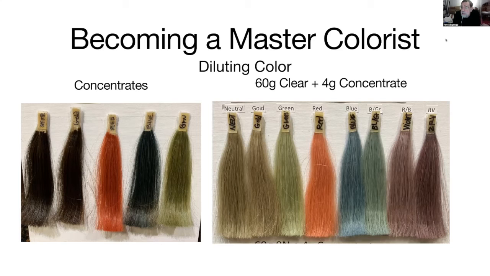Tristan is asking, the RV concentrate, is it just your blue and red mixed? Let me talk about this slide right here in front of us. First of all, these are full strength concentrates on the left. You'll look at them and you'll see this is neutral. This is gold, and it doesn't look like gold. It looks like almost a dark brown color. Here you have red, here you have blue, and here you have green.